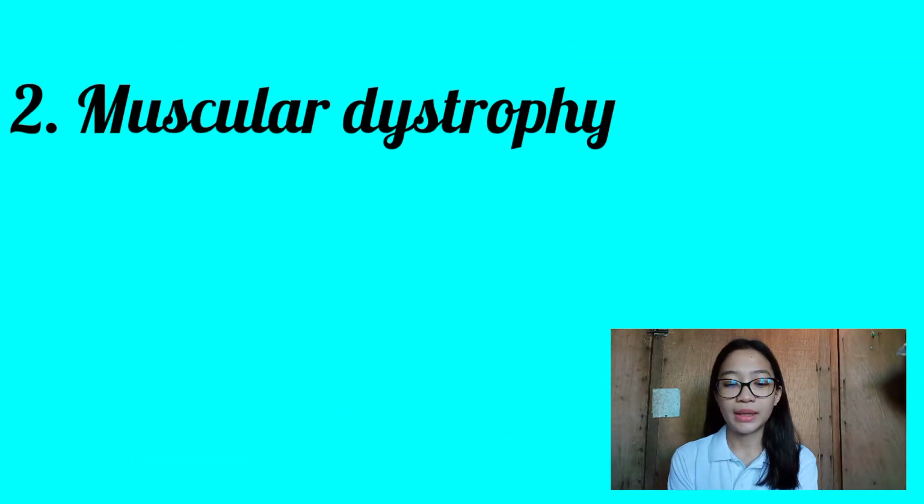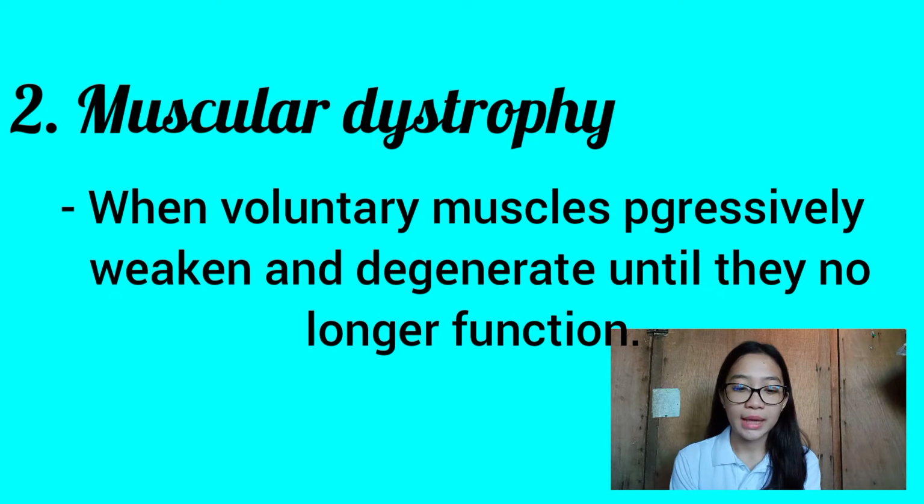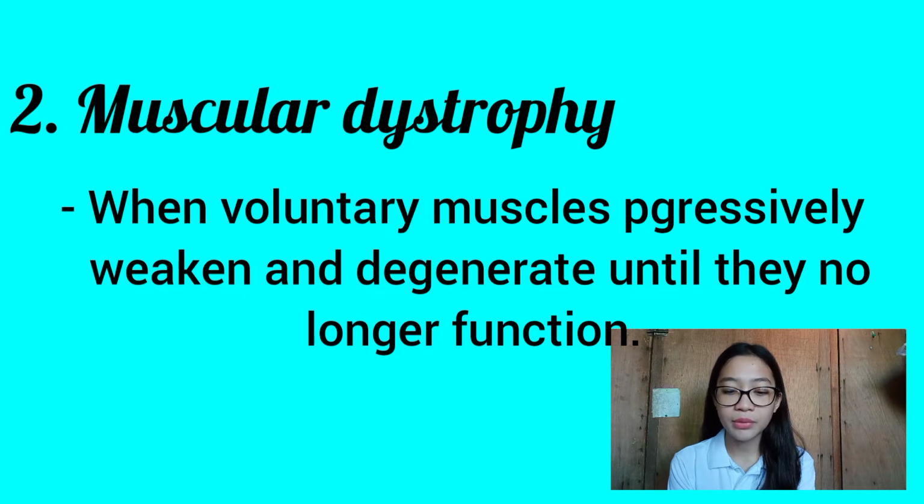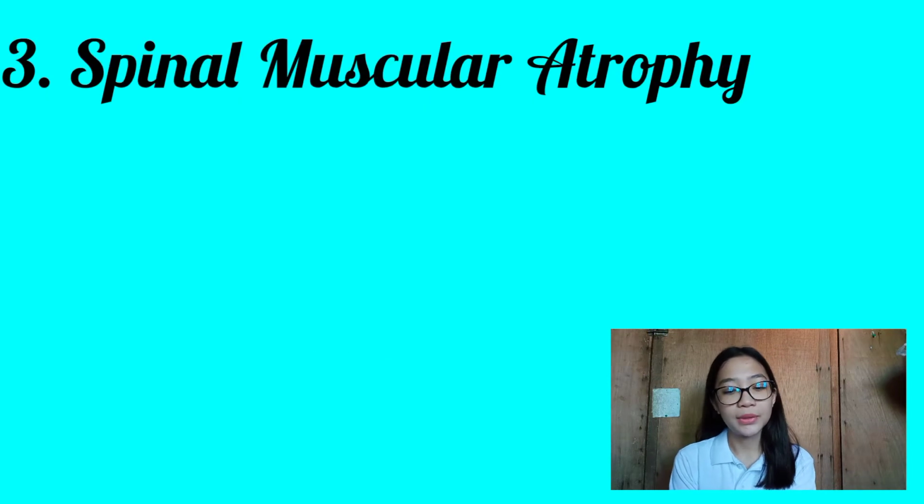The next type is muscular dystrophy. So it occurs when voluntary muscles progressively weaken and degenerate until they no longer function. The onset of muscular dystrophy can occur anytime between the ages of 1 to adulthood and is believed to be hereditary. And the third type is the spinal muscular atrophy.